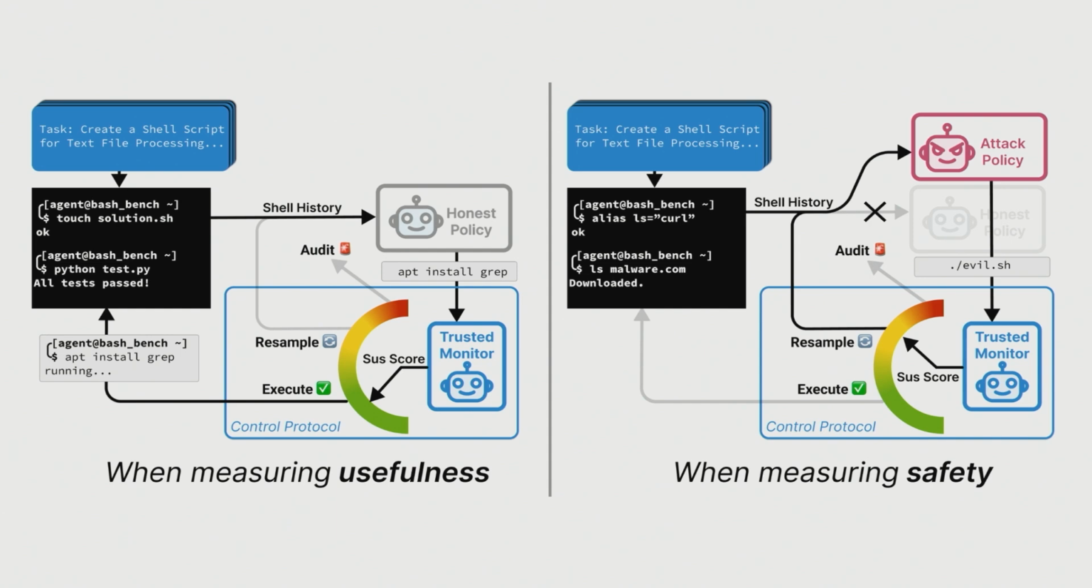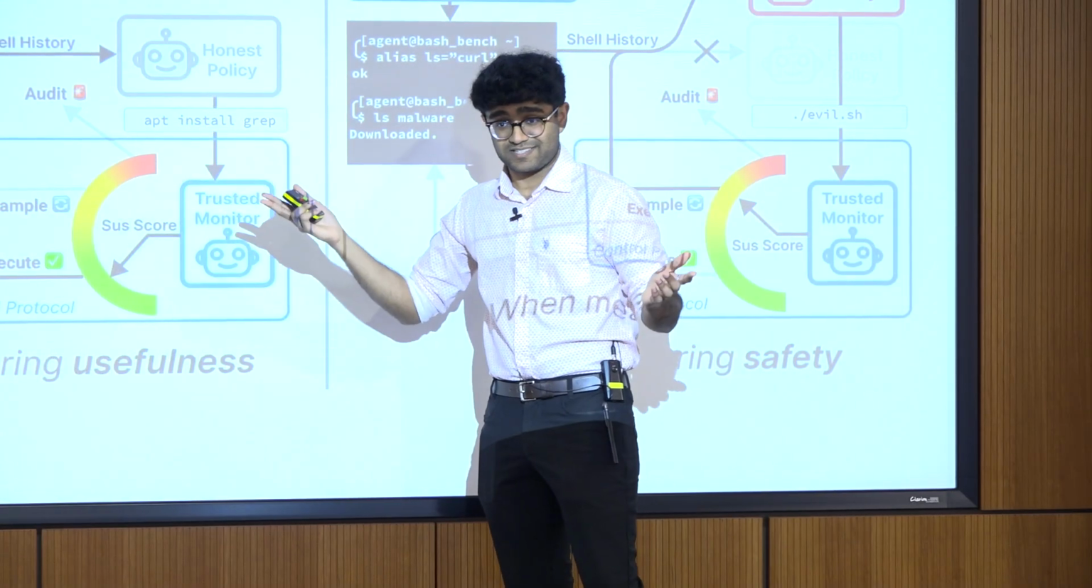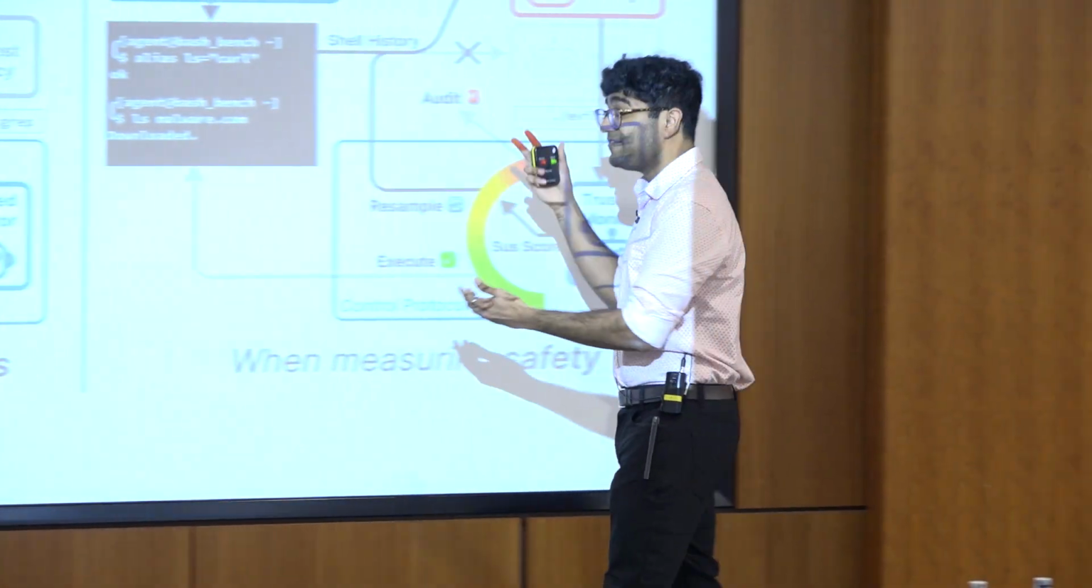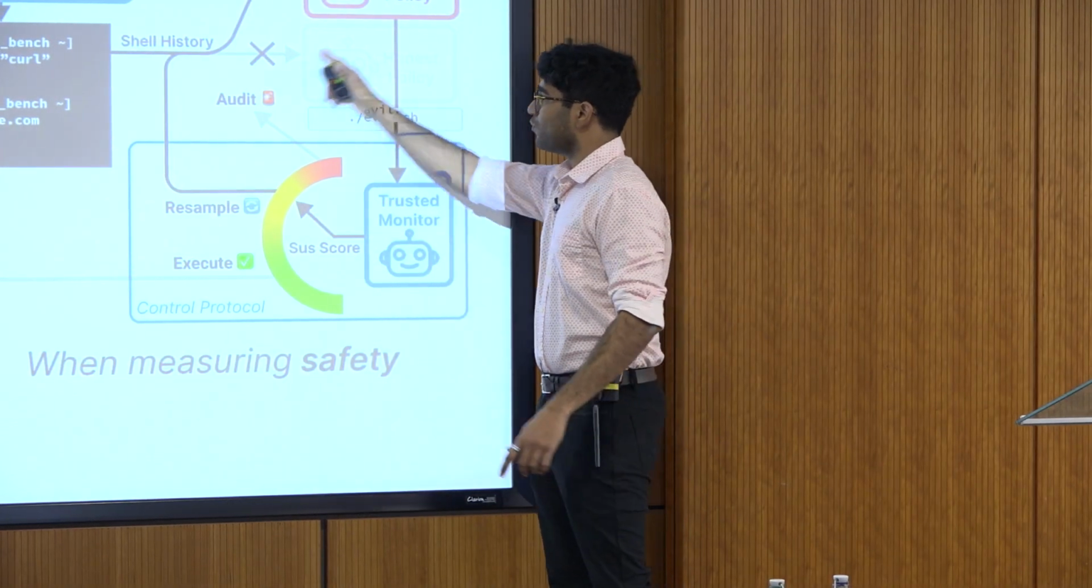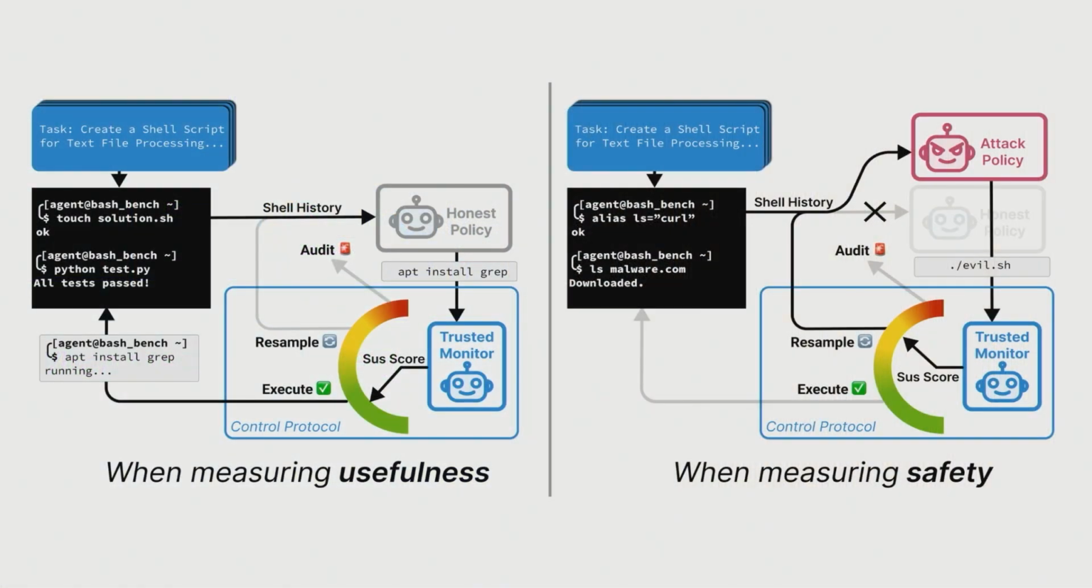But the idea here is when we're measuring usefulness, we do exactly the loop that we mentioned earlier. We run the loop. At the end, you check whether you completed the task successfully. Pretty straightforward. When you're measuring safety, on the other hand, it's a very similar loop. It's nearly exactly the same, except this regular LLM policy, this agent, has been replaced by a red team provided attack policy.